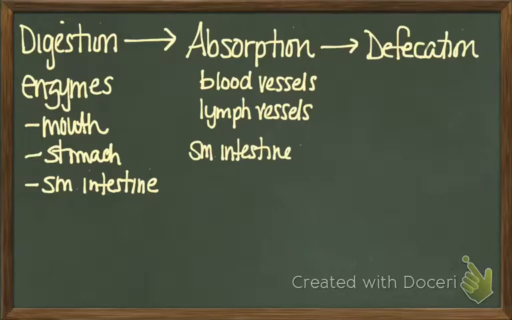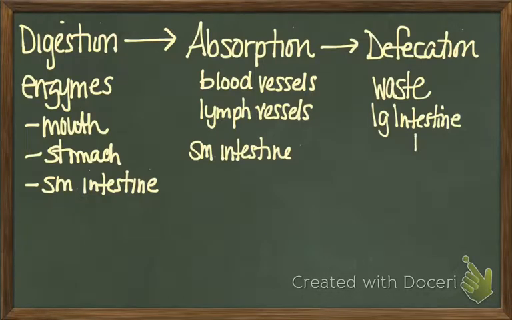And then the last process we talked about was defecation, and this is getting rid of waste. So this is occurring in the large intestine, to the anus, where the waste gets out of the body. And so those are the 6 processes we talked about, and a little review of where they're occurring and what's occurring with each process.